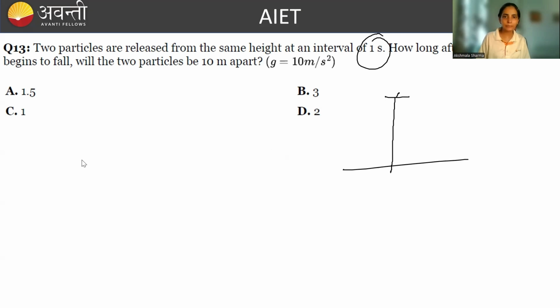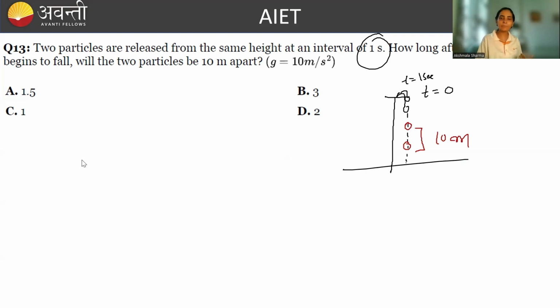So the first particle, suppose, is getting released at t equal to 0. It is getting thrown like this. And the second particle is getting thrown after how much time? t equal to 1 second. The question is, how long after the first particle begins to fall will the two particles be 10 meter apart? So suppose after t time they are at a 10 meter separation. After t time, suppose the first is here and the second one is here, such that the separation between these two is 10 meter.